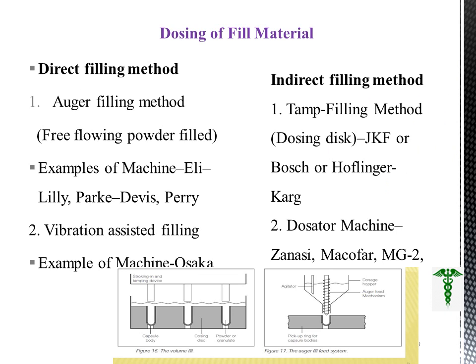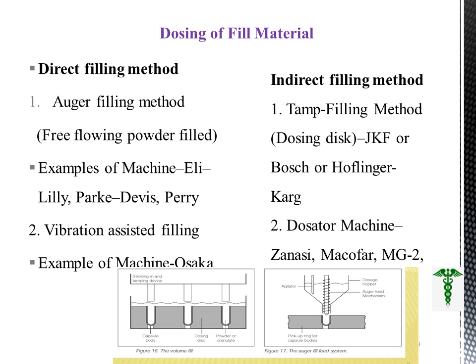Dosing of the fill material is done either by the direct filling method or the indirect filling method. In the direct filling method, we mainly use the auger filling method, which is used for free flowing powder filling. Examples of the machines include Eli Lilly, Parke-Davis, Perry, etc. And the second method is vibration assisted filling, an example of a machine being Osaka.